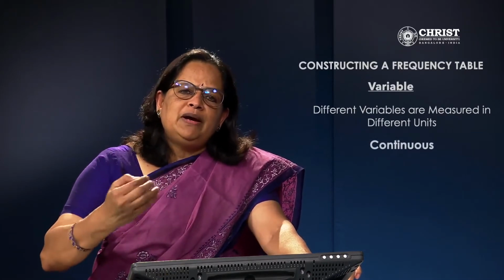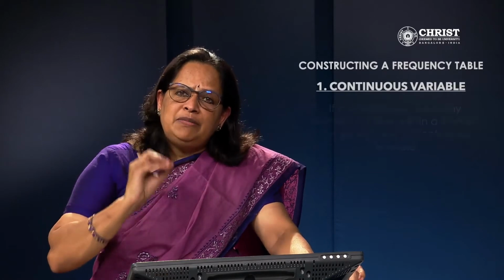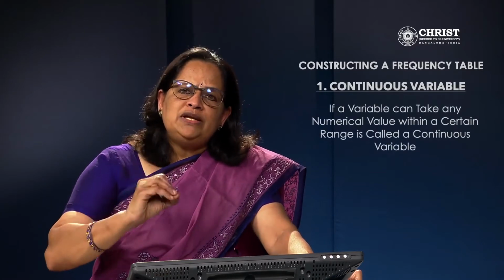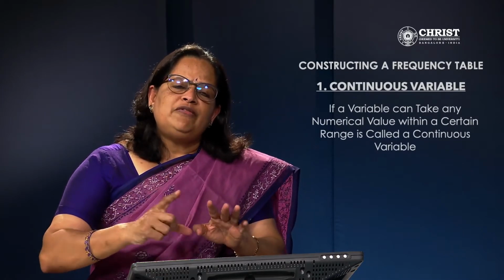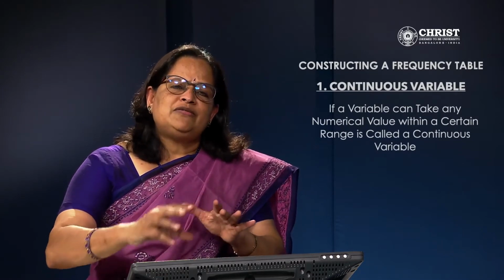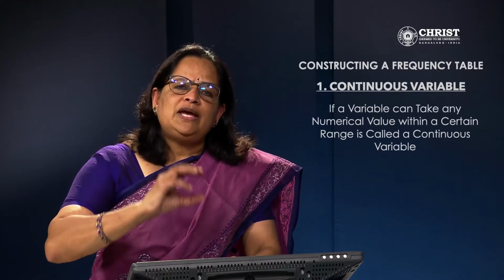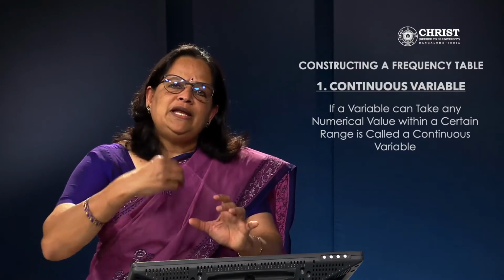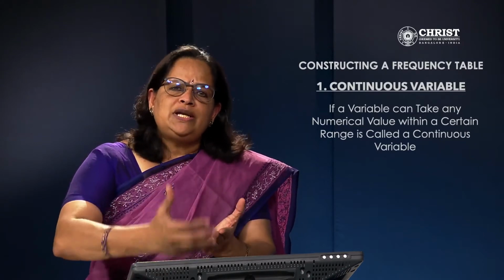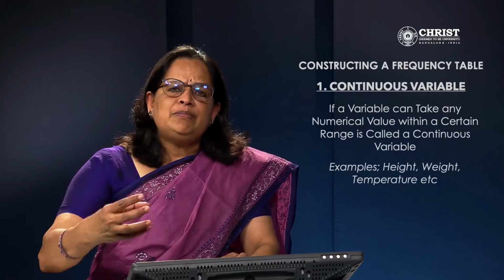The variable can be either continuous or discrete. Now we will learn what is a continuous variable. If a variable can take any numerical value within a certain range, it is called a continuous variable. If you measure the temperature, every day it will be different, 96 to 97, any value can come, 96.1, 96.2, up to 97. That means it's a continuous variable. Many examples: height, weight, temperature.